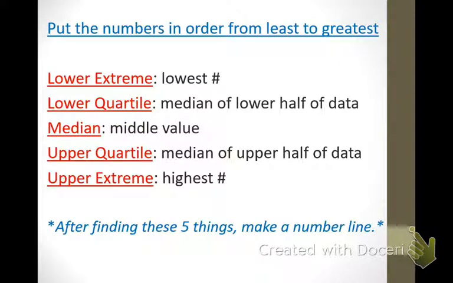Repeat after me. Lower extreme. What is the lower extreme, guys? The lowest number. You can see right there, it's the lowest number. Now there's something that's completely opposite of the lower extreme. It is the upper extreme. Guys, what does the upper extreme tell us? Highest number. It's the highest number. So you're going to be trying to find the lowest number and then the highest number in your data set.